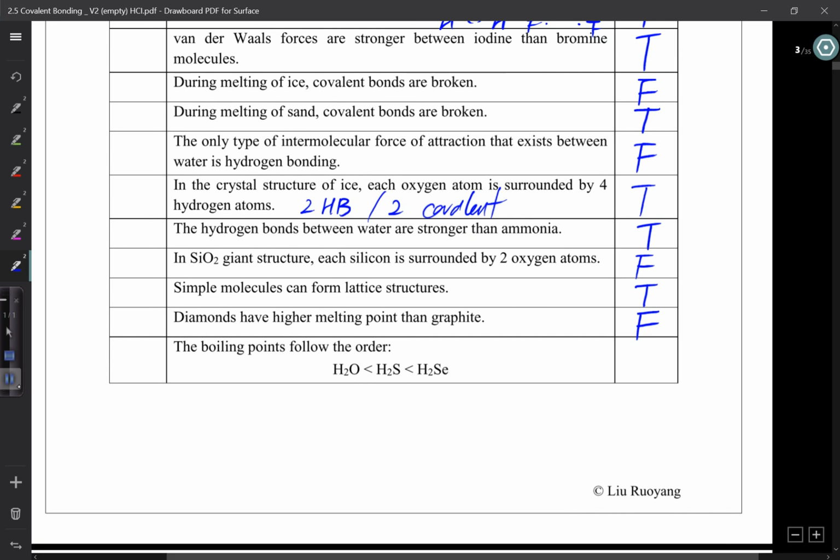And the next one, the boiling points follow the order H2O smaller than H2S smaller than H2Se. True or false? False. Remember, H2O has got hydrogen bonds, whereas these two have Van der Waals. Now, between these two, which have Van der Waals, H2Se should have a higher boiling point because it's larger. Correct? So therefore, you would expect the boiling point to be H2S, H2Se, and then H2O. This is what you expect.